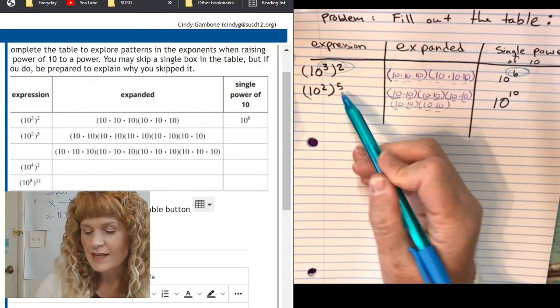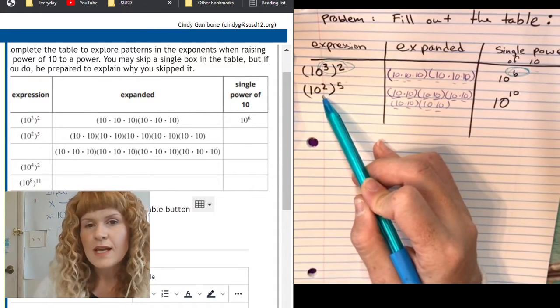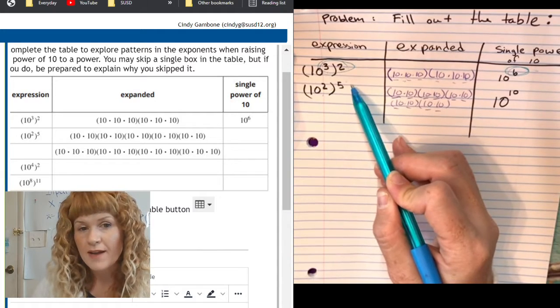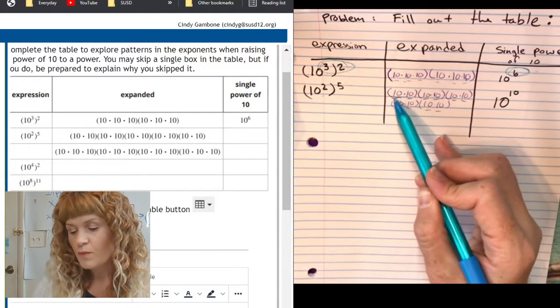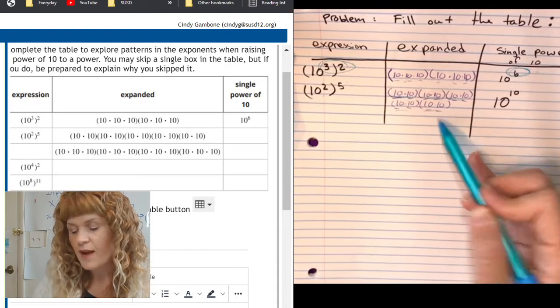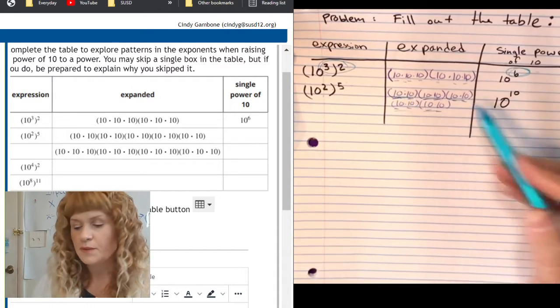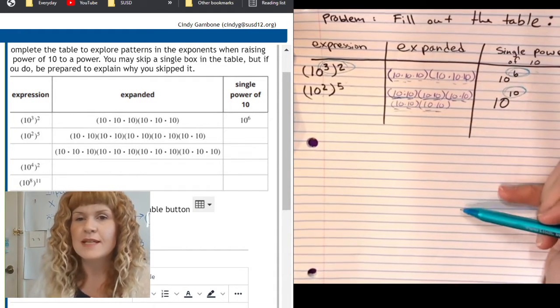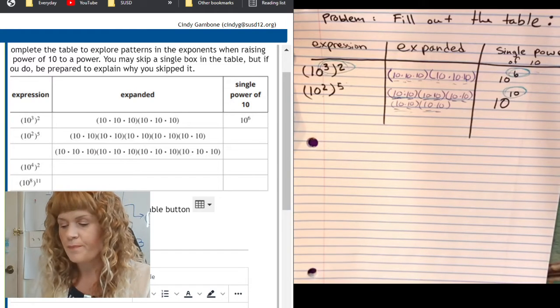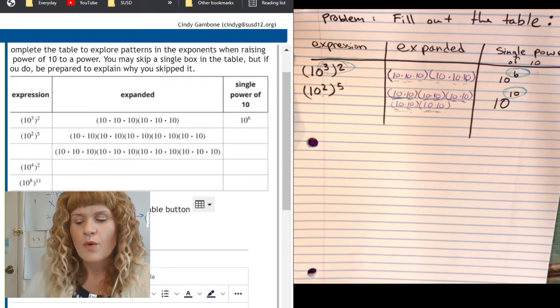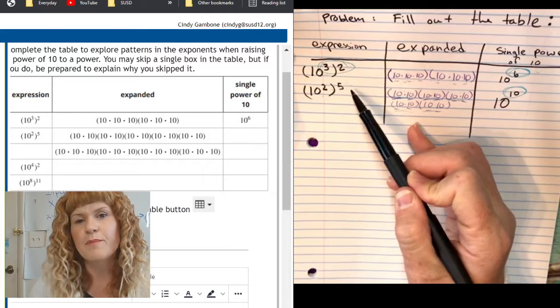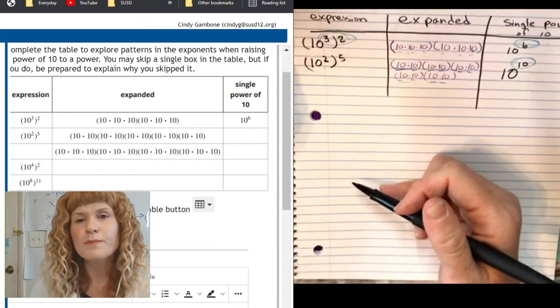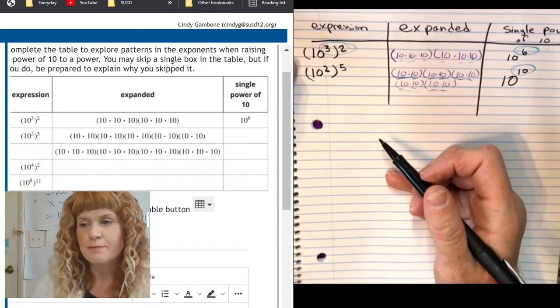Look again at the next one. 10 to the second power 5 times. 1, 2, 3, 4, 5. That's 5 times 2. So we get 10 to the 10th power. In other words, when you have power to the power, multiply your exponents to simplify them.